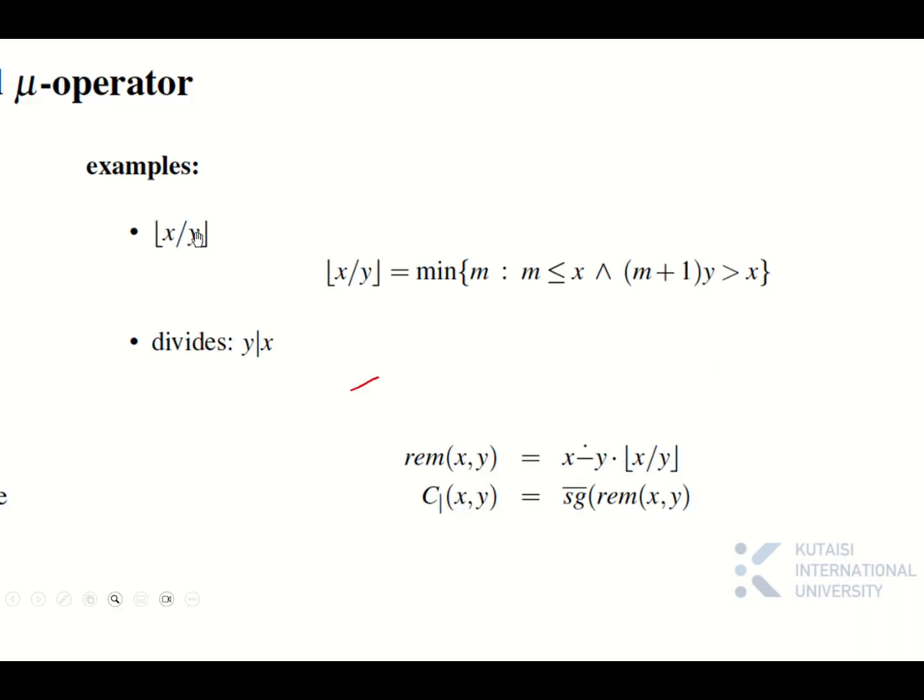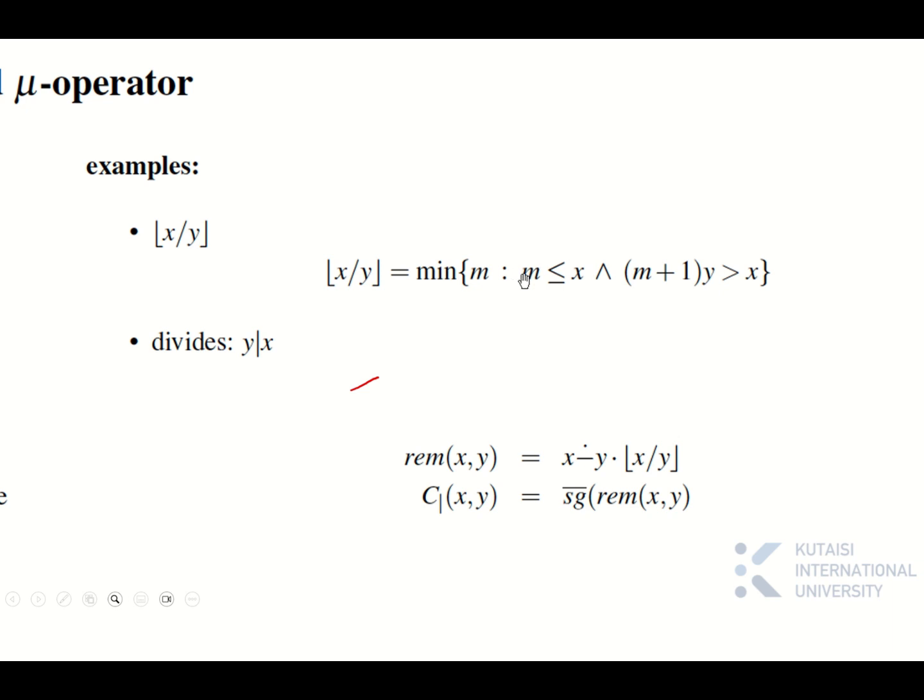So x divided by y rounded down. This is also a function, right? It takes two variables, let's say 7 and 5, and you divide 7 by 5, round it down, you get 1. So this function is actually a minimum of those natural numbers m such that m is less or equal to x, and (m plus 1) times y already jumps over x. So you can define this as a minimization.